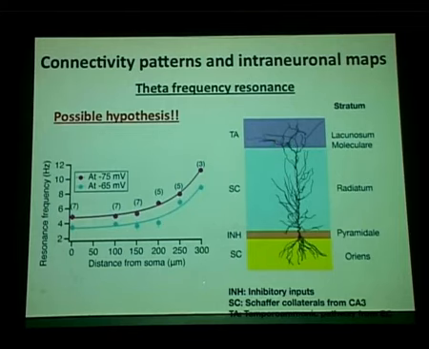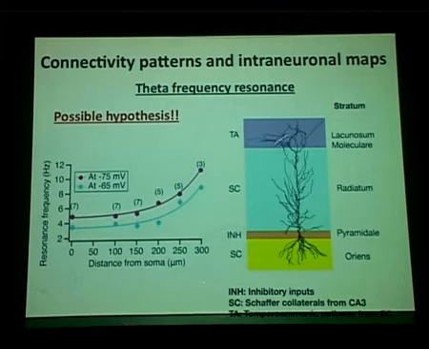Right? Now consider a situation where we don't have any proof for this, but I will come to a certain indirect proof for that. So consider a situation where the entorhinal inputs are at a slightly higher theta frequency range compared to the inputs that are coming from the CA3, right? And you want a neuron which would respond optimally to a lower frequency for inputs that are coming from the CA3 and to a slightly higher frequency for inputs that are coming from the entorhinal cortex.